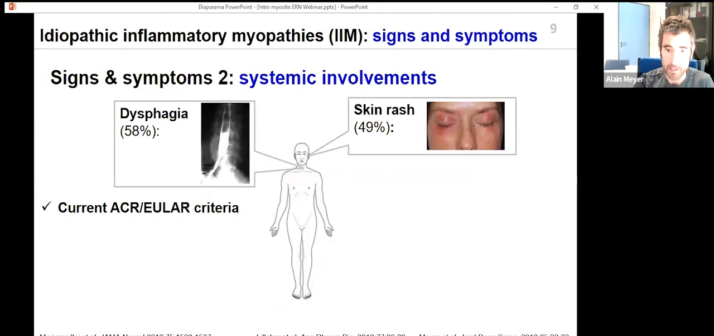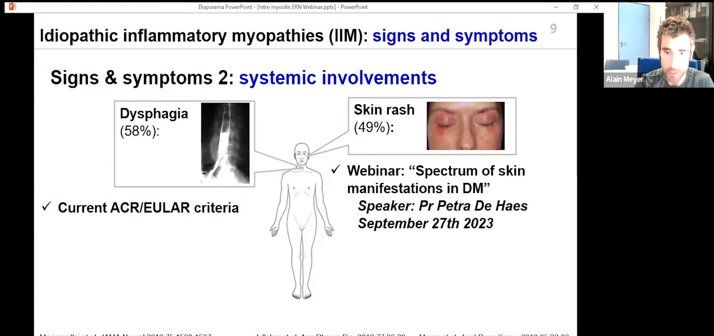Dysphagia and skin rash affect about half of the patients. They are included in the current ACR-EULAR criteria of the disease. Skin rash in inflammatory myopathies will be covered in detail by Professor Petra de Haes in a dedicated webinar.